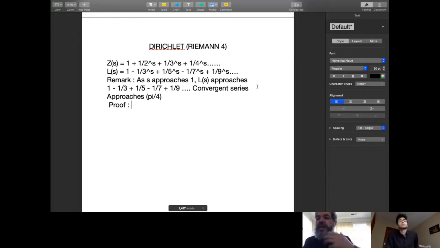So this is actually L of 1. You see, zeta of 1 is not defined. We can talk about zeta of 1, but this function L of 1 is equal to pi over 4. Well, let's prove that the sum, the Leibniz series, converges to pi over 4.